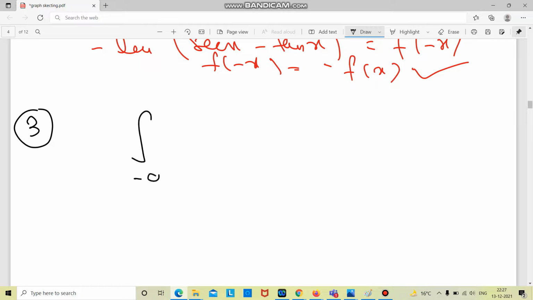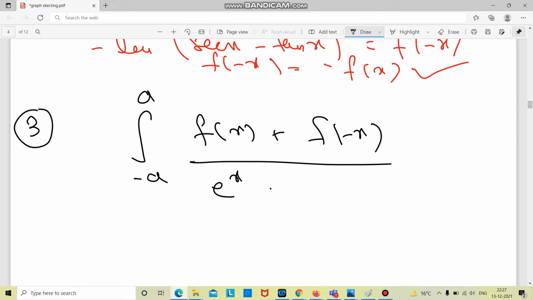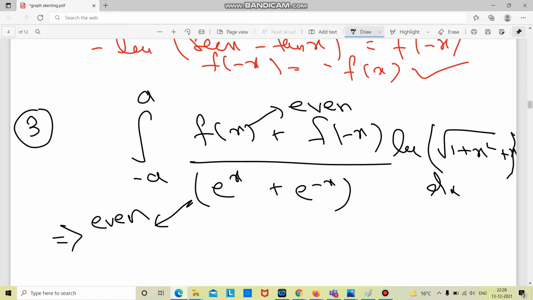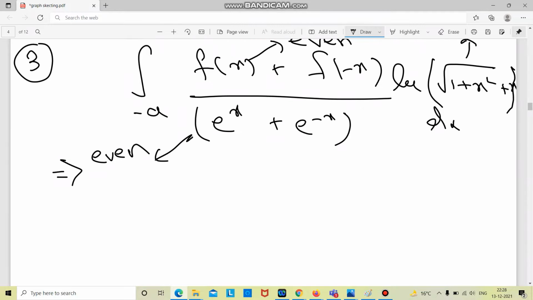Question number 3. Integration from minus a to a of (f(x) plus f(minus x)) by (e to the power x plus e to the power minus x) into ln of (under root 1 plus x square plus x), dx. This is also on the same property as the previous question. We have discussed that this is an even function. This is also an even function. And now you have to see that this is an odd function. We can prove it. So let's discuss the proof.